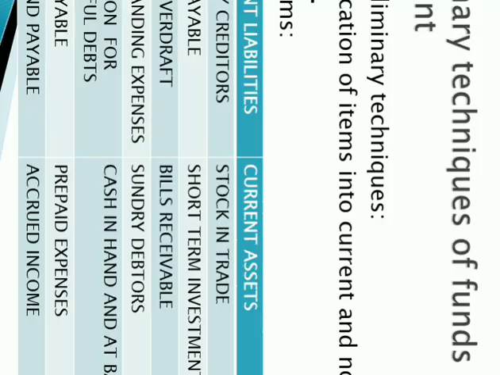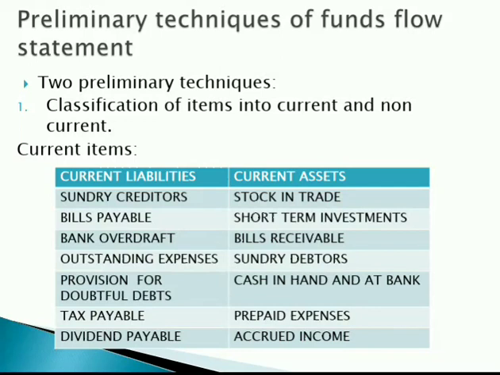For the purpose of fund flow analysis, all items of the balance sheet are classified into current items and non-current items. The current items include current assets and current liabilities. Similarly, the non-current items include non-current assets, that is fixed assets, and non-current liabilities, that is long-term or permanent liabilities. The list of current items is given below.